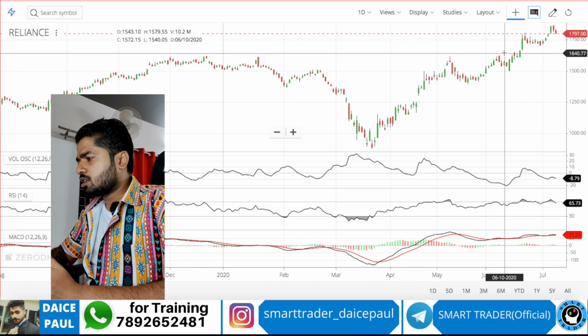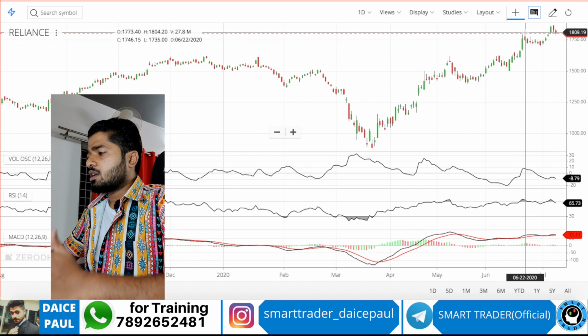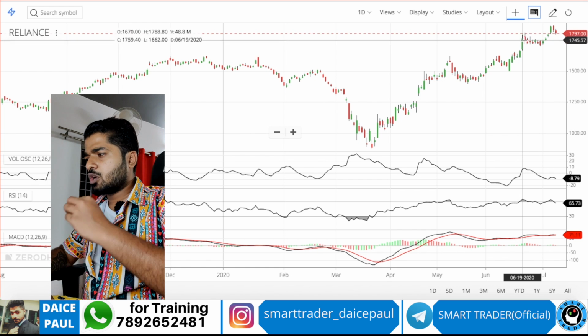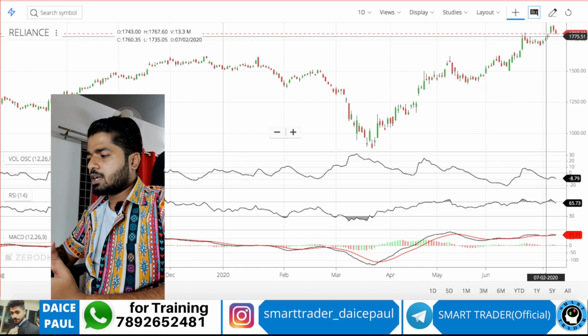I think it has gone up to 1800. Yeah, it has finally achieved it here, and you see traders are booking profits over here because it reached 200 points already. So it came down, later again it went up.